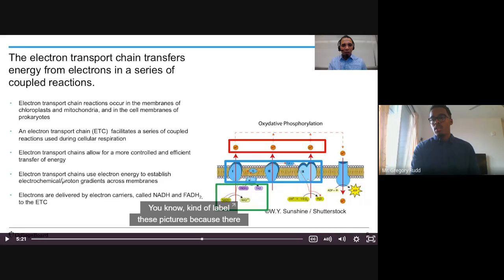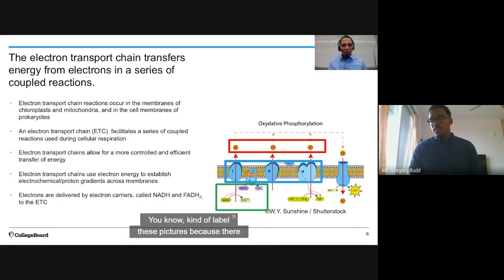So electron transport chains use electron energy. What they're going to do is excite electrons. They're going to provide energy to them in some way. We know that from photosynthesis, most of that energy is coming from sunlight. That sunlight is being used to excite the electron. But in this process, something a little bit different is going on, and we'll talk about it.